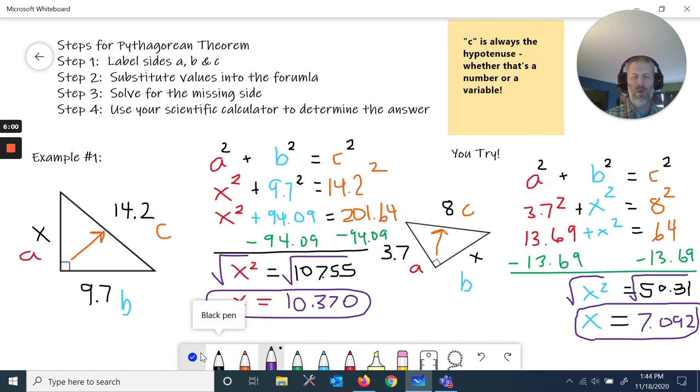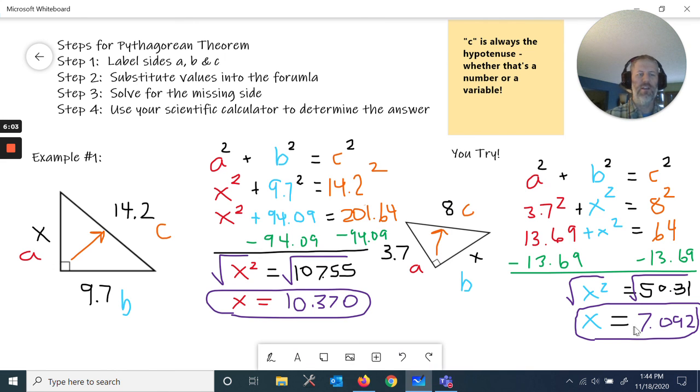All right. So remember the hypotenuse has to be the longest side. So this number should be less than 8, and it is, since it's a leg. And this number should be less than 14.2, which it is. Okay, I hope this helps you solve for legs, and we'll see you in the next video. Bye.